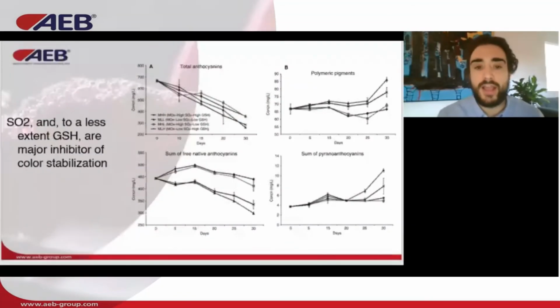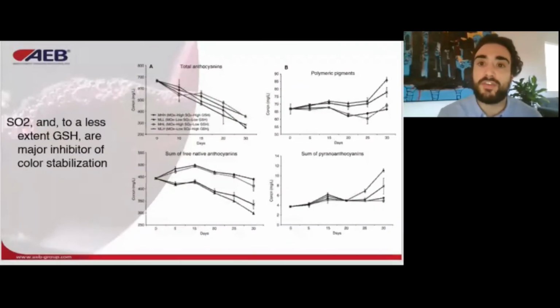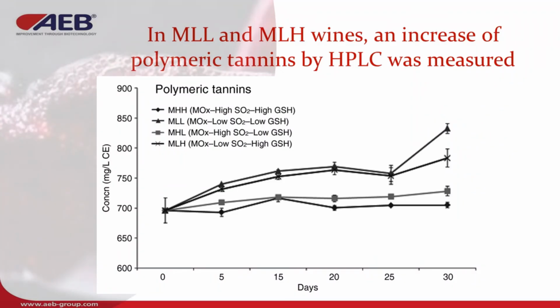Sulfur dioxide exhibits also a protective effect against the decline of free anthocyanins. Low SO2 wines had a rapid loss of free anthocyanins, which was coincident with the increase of pyranoanthocyanins and polymeric pigment. Comparing this data with the evolution of acetaldehyde in the previous image, it seems that the phenol reaction is the limiting factor in color stabilization, and SO2 is a major inhibitor.